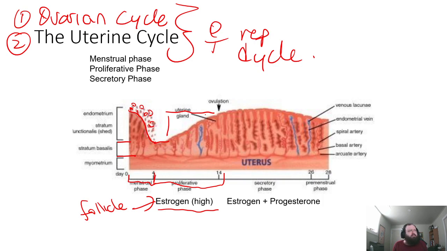You also at this time start to see the development of the short and straight endometrial glands, and the arterioles are going to start coiling and lengthening as they penetrate the stratum functionalis. This is all when estrogen is present.